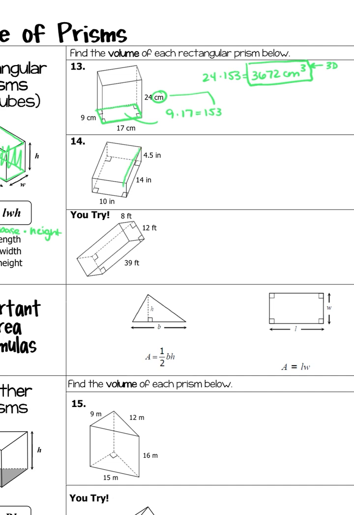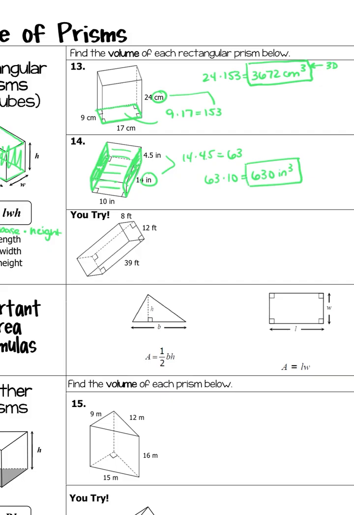Say I pick the side as my base. Okay, so this is my base. So my base is going to be 14 times 4.5. There's a point there. And that's going to give me 63. And then I'm going to do 63 times 10 because I'm going to call this my height. So if these are my two bases, okay, my height is the distance between my two bases. So 63 times 10 is 630. My units are inches, and we're going to cube those.